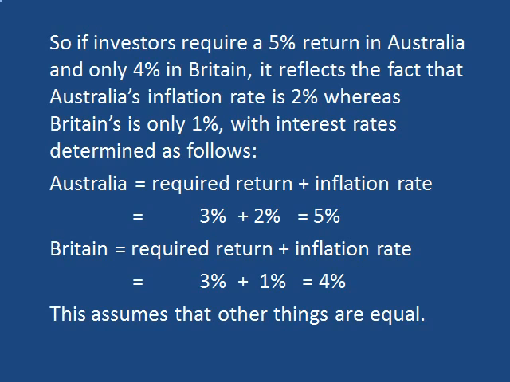So if investors require a 5% return in Australia and only 4% in Britain, it reflects the fact that Australia's inflation rate is 2%, whereas Britain's is only 1%, with interest rates determined as follows. Australia: required return plus inflation rate, 3% required return plus 2% inflation rate equal 5%. In Britain, the required return plus the inflation rate, 3% required return and 1% inflation rate equal 4%. This assumes that other things are equal.